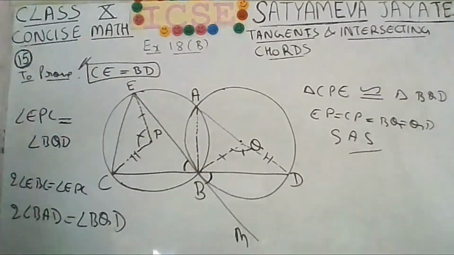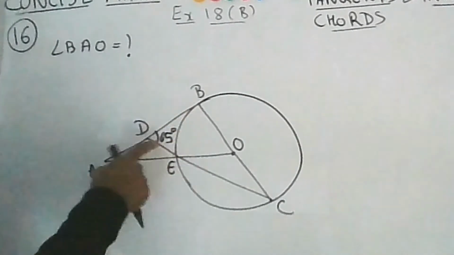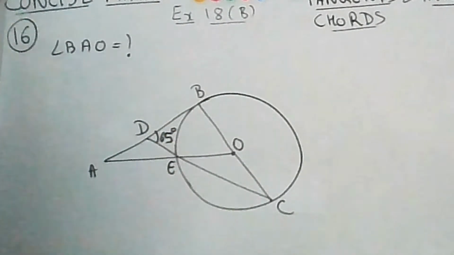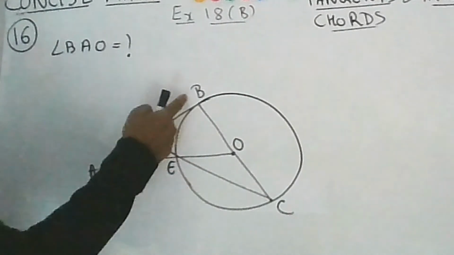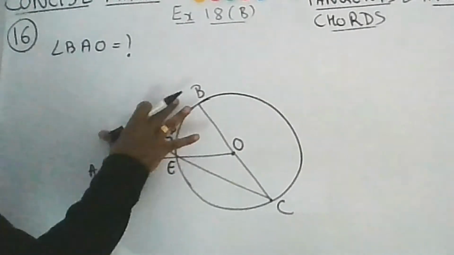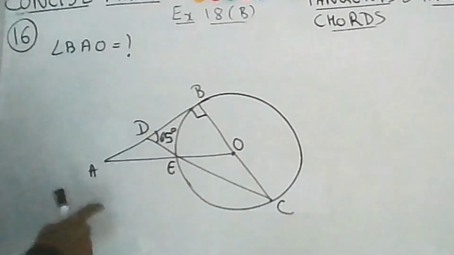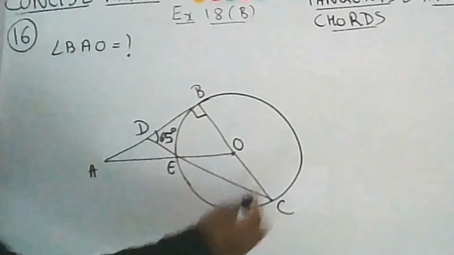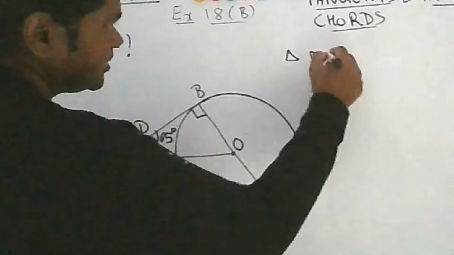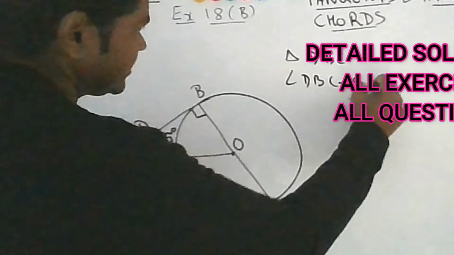Okay, next problem. So in this figure we have to find angle BAO. Angle CDB has been given as 65 degrees. Because AB is the tangent and OB is the radius, and O is the center indicated, the angle between the tangent and the radius will be 90 degrees. So you can say that triangle DBC is a right angle triangle, where angle DBC is equal to 90 degrees.